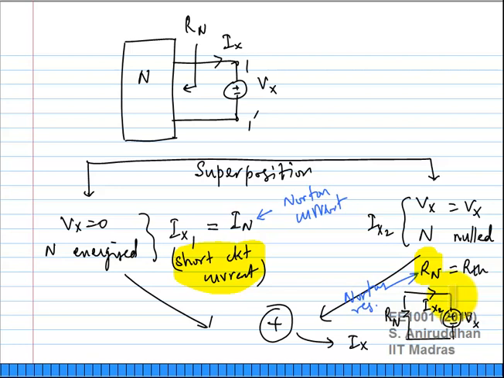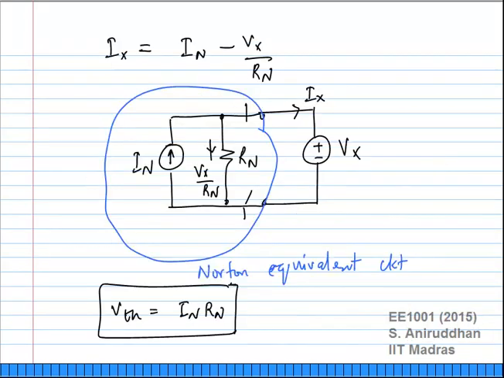Now if you had to superpose these two situations, you will get an equivalent circuit which will look like this. Ix will be nothing but In minus Vx by Rn. It is very important to maintain the directions of the currents or the voltages in the earlier case. And the equivalent circuit for this kind of system across 1, 1 prime will be a parallel combination of this current source In with this resistance Rn. What is this Rn? Rn was the open circuit resistance of the nulled network N. That is the same as RTH.